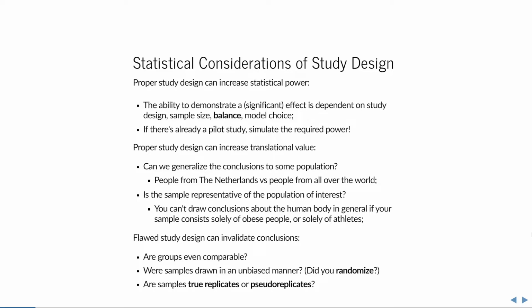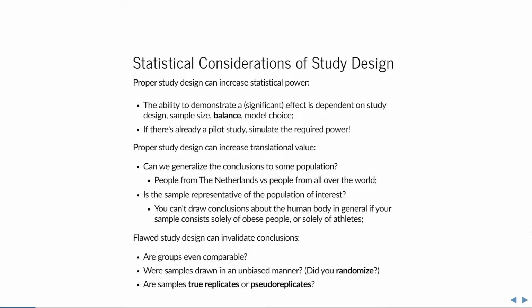Now, you're not only using proper study design to have a more powerful study, but also to increase the translational value of your research. So the first question you should always ask yourself is, can you generalize the conclusions to some larger population? So for example, people from the Netherlands included in a study versus people selected randomly from all over the world. That's a very different sample.